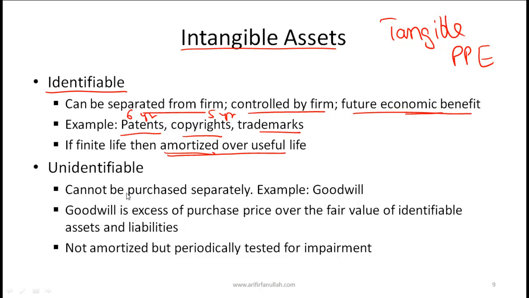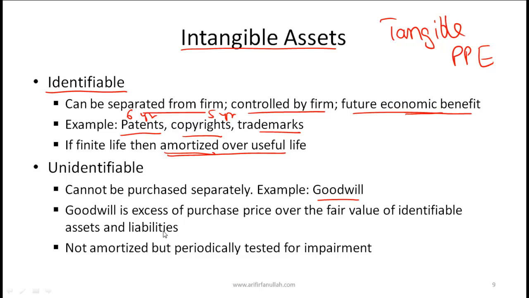Unidentifiable intangible assets cannot be purchased separately. The classic example of an unidentifiable intangible asset is goodwill. So goodwill is the excess of purchase price over the fair value of identifiable assets and liabilities.